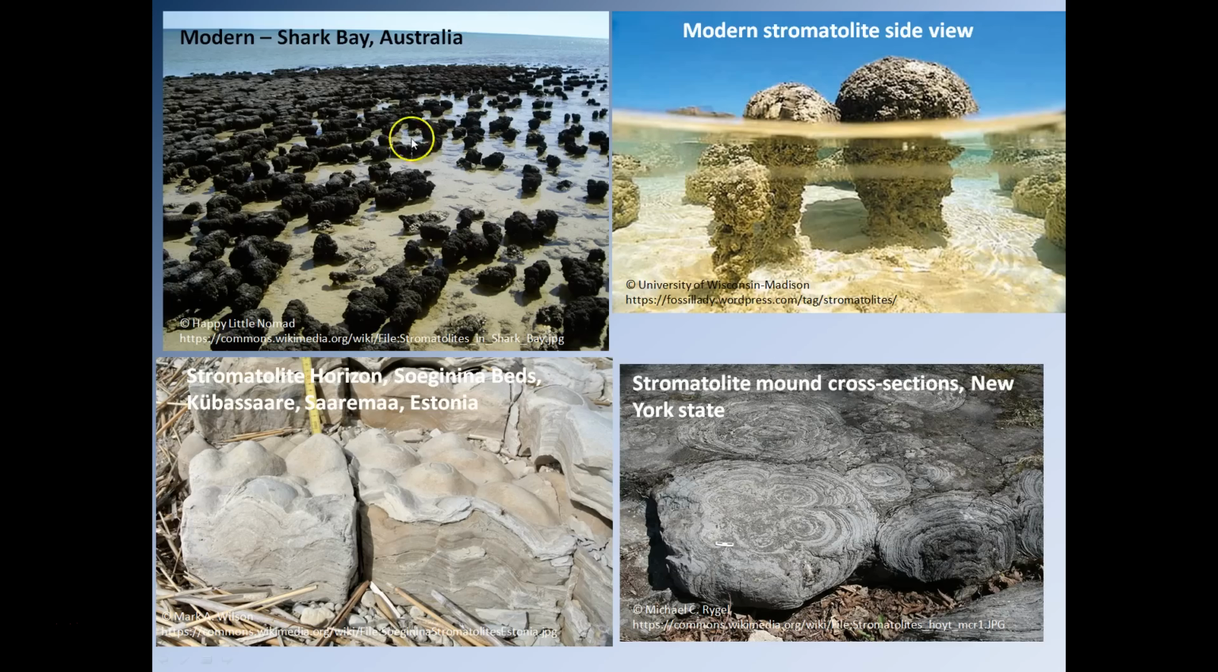So these are modern stromatolites. This is Shark Bay in Australia. And so you can see they form this mound-like morphology, which is remarkably similar to the mounds that we see in stromatolite fossils, should I say.